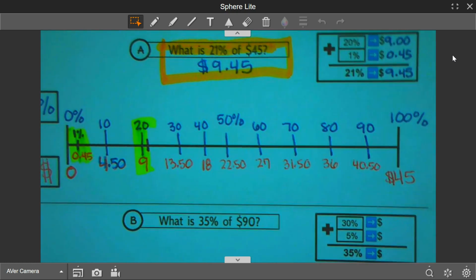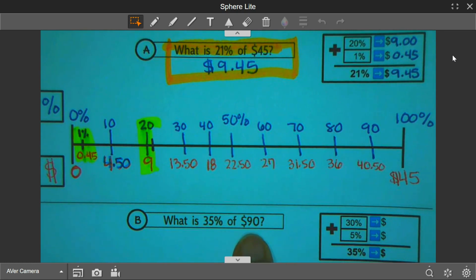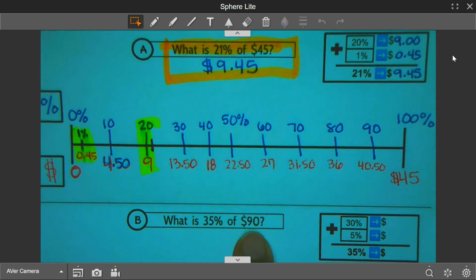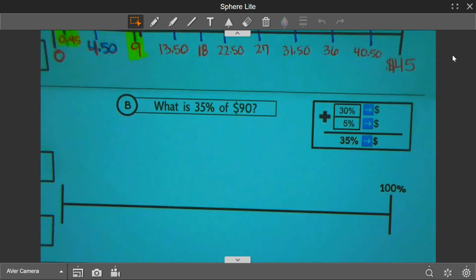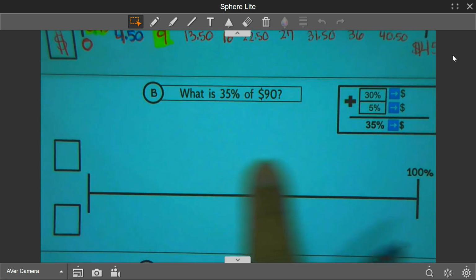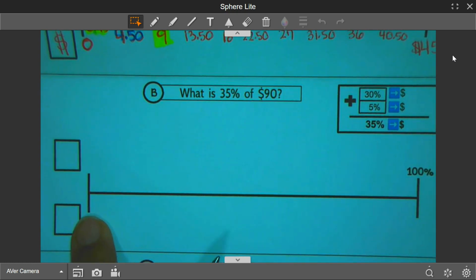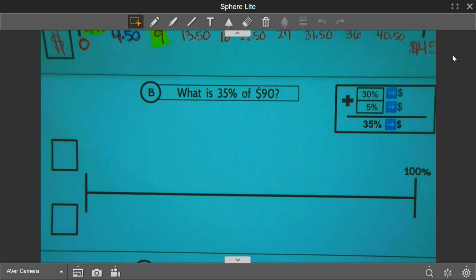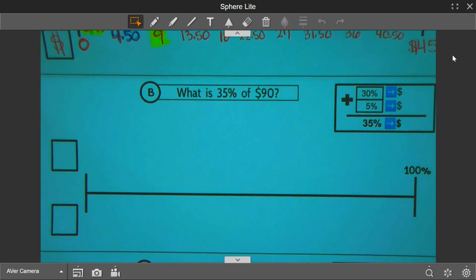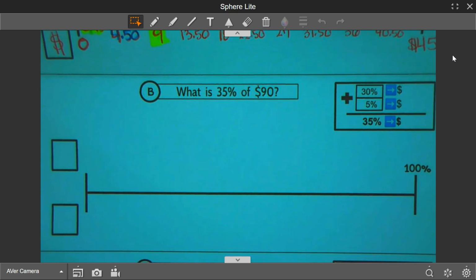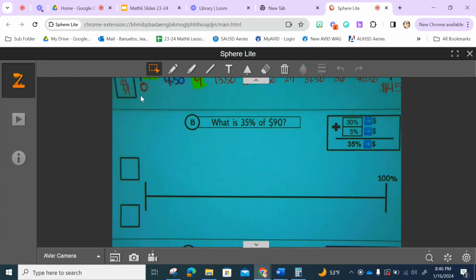Okay, B wants 35% of 90. I would like the video paused so that you can get a chance to set up the numbers. I want to see if you can set up the percentages and the amounts down here at the bottom. So pause the video, let's give it a try. If you're struggling, that's okay, but I want you to try. Use pencil so you can erase it if needed. And then once we play back the video, I'll go over it so that you can see if you did it correctly. Okay? All right, so go ahead. You're doing B.